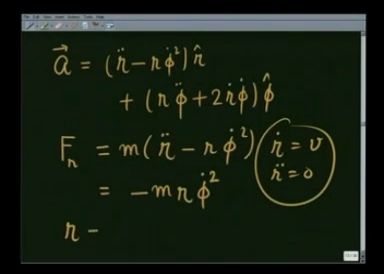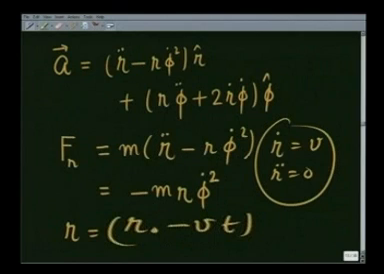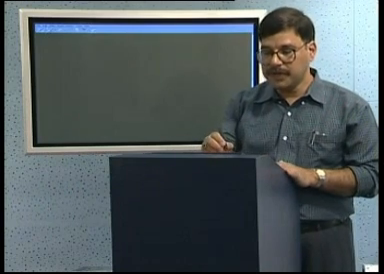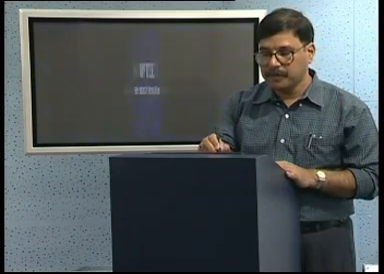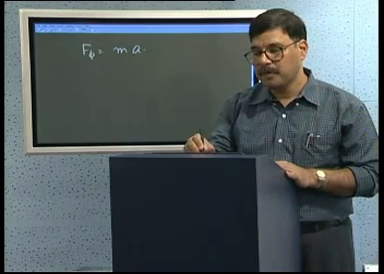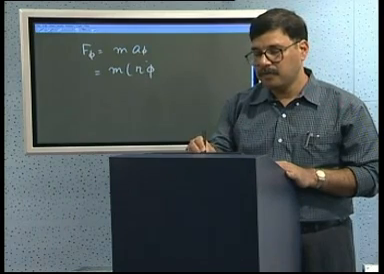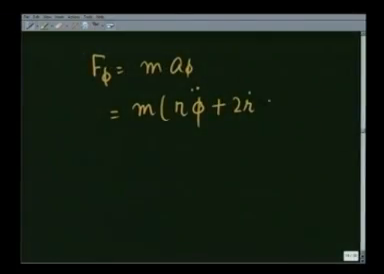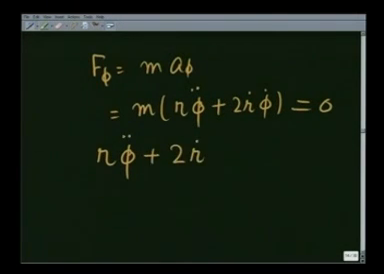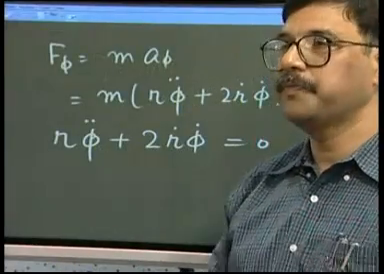Also, r is going to be its initial r 0 minus v t, because r just keeps on decreasing at a constant rate. On the other hand, since there is no frictional force, there is no force in the phi direction, and therefore I have F phi, which is equal to m a phi, which is equal to m times r phi double dot plus 2 r dot phi dot, equal to 0. So, r phi double dot plus 2 r dot phi dot is equal to 0.